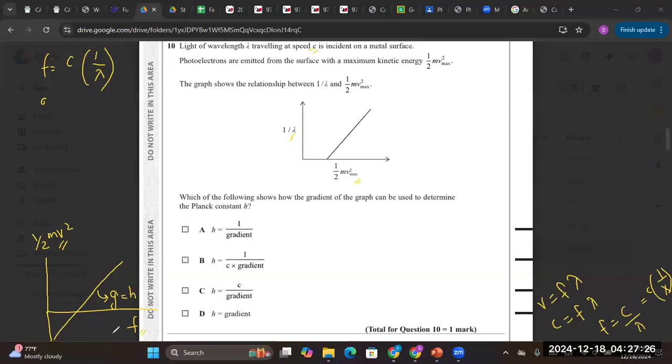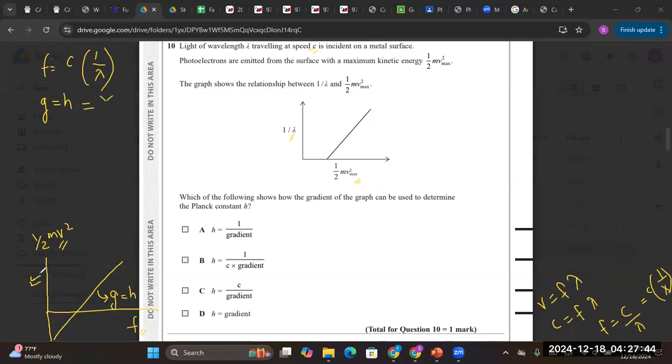I had told you that the gradient of the line is equal to the Planck constant. If I give you the first graph, this one, the one I taught you in the class, and I said to you, Laiba, can you tell me the gradient of the graph? You would say, Miss, all right, no problem.